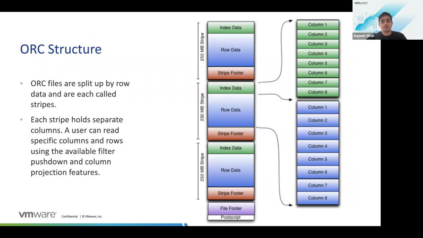Looking at the ORC structure, we see that ORC files are split up by row data, each of which are called stripes. These files also have a file footer, which contain information about column types and number of rows per file. The files also have a postscript, which contain information like compression size, parameters, and row size. When it comes to the stripes itself, we are mainly concerned with the row data, which contains the actual data which will be used for table scans. The index data gives you information about the row position and the min and max of columns and helps you locate these stripes.